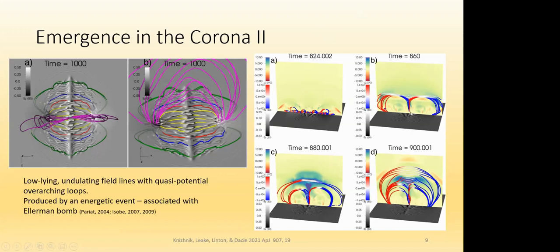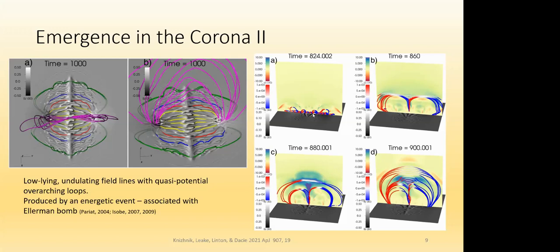The field lines are plotted by the component of the magnetic field, and the color shading is the vertical velocity. And you can see that there's a large outflow where there's a reconnection event. There's a drop in magnetic energy. And so we identify this event with Ellerman bombs, which there's some evidence for in the observational literature. Etienne Pariat and others had a nice paper in 2004 where they found undulating field lines and an associated Ellerman bomb. Sobe in 2007, 2009 also identified Ellerman bombs with undulating field lines.